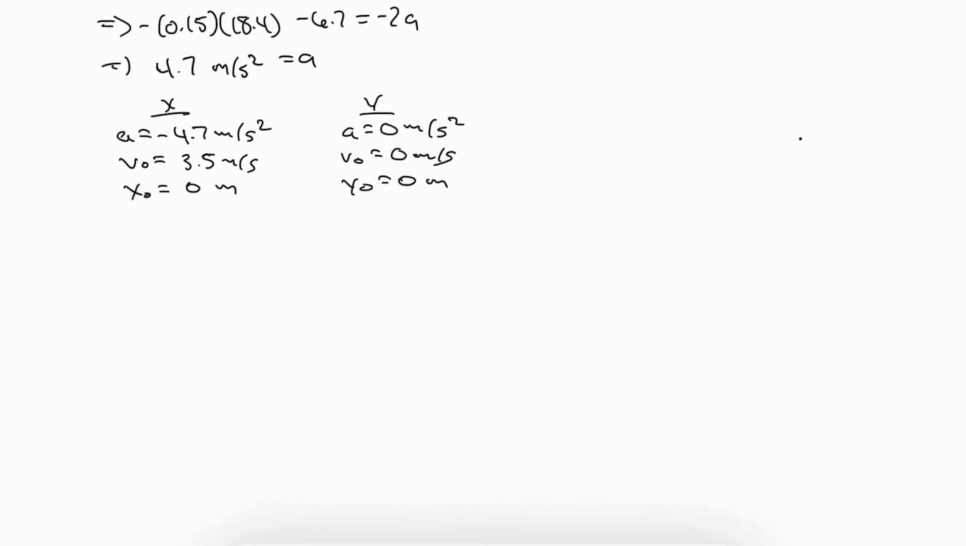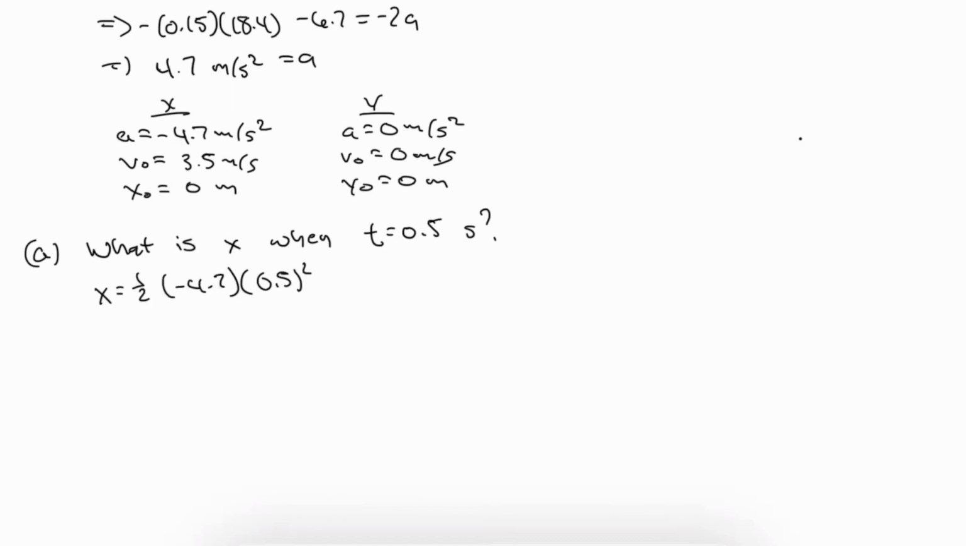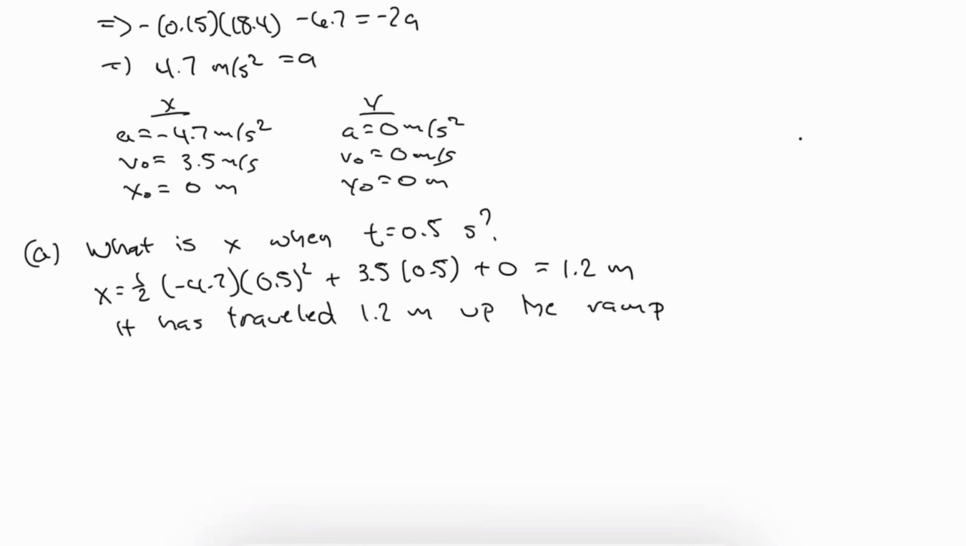Now let's go ahead and start working with part A. In part A, we need to ask our mathematical question: what is x when t equals 0.5 seconds? And so we start plugging in our information, the acceleration and the initial velocity that we just found, as well as the time. That allows us to find that it is 1.2 meters farther along the ramp. And so it has traveled 1.2 meters up the ramp.